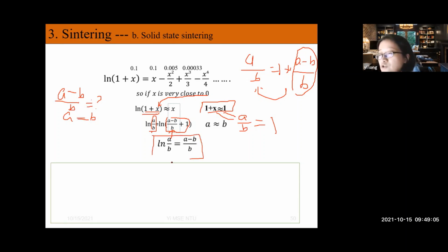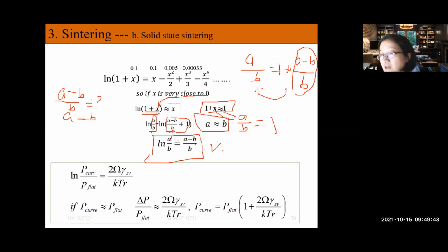Of course, what is the condition? When will this one be valid? Norm a over b is going to be very close to a minus b over b if what? Tell me the condition. Thank you. Very good. If a is very close to b, right? So the condition is here: if a is very close to b, then norm a over b is going to be very close to a minus b over b. That helps us because of what we say here, norm a over b.